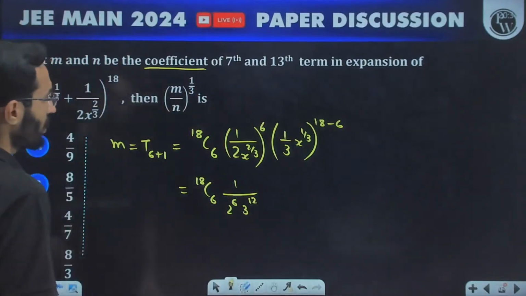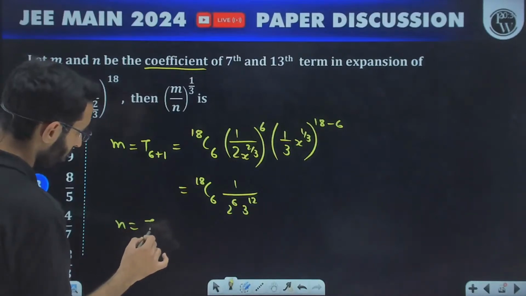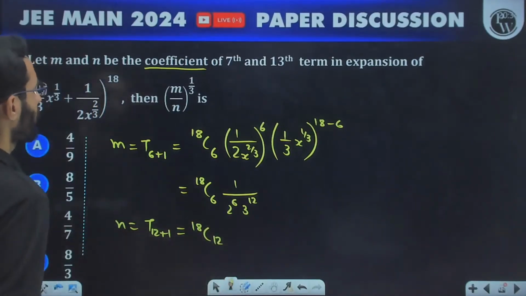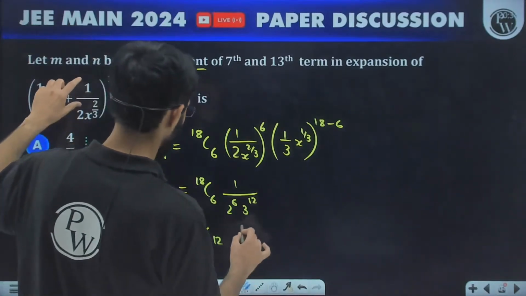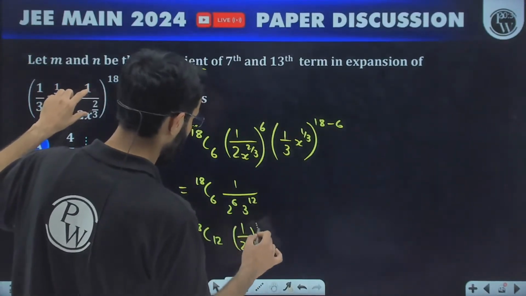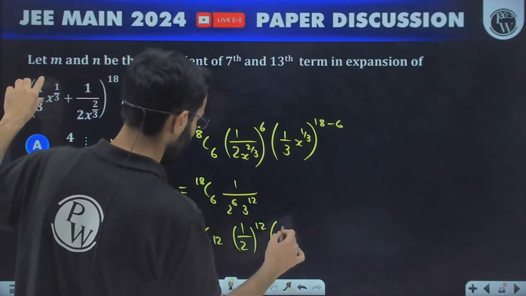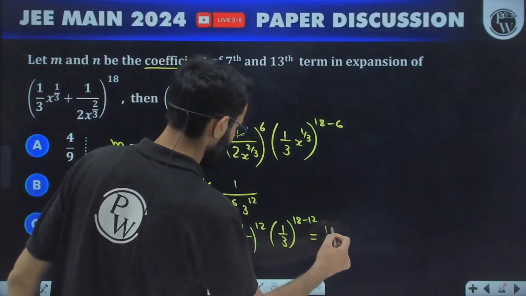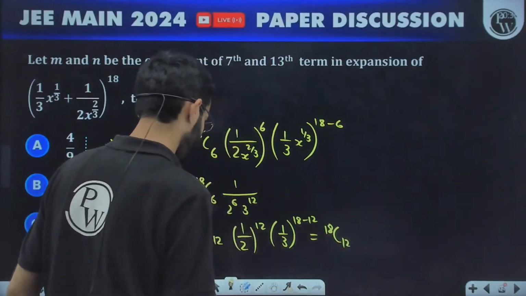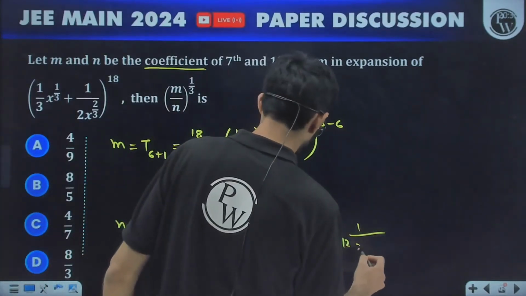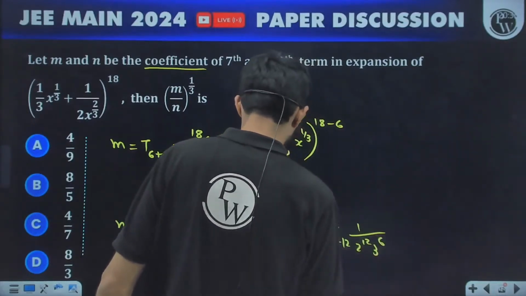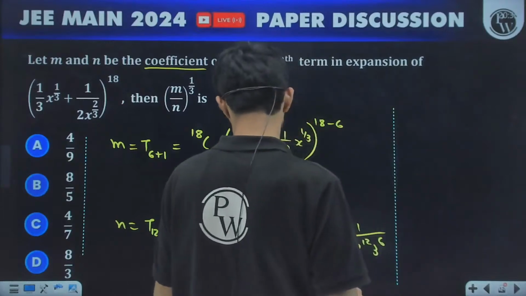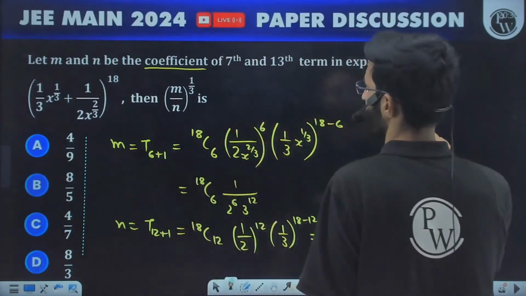Now let us take the 13th term. The 13th term can be written as T12 plus 1. That will give 18C12. So now b to the power 12, I am going to have 1 half to the power 12, and 1 by 3 to the power 18 minus 12, which will give me 18C12, 1 upon 2 to the power 12 and 3 to the power 6. So once we are clear with both these coefficients, take only the ratio.